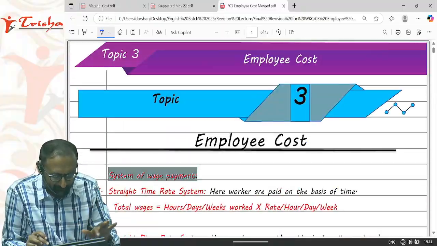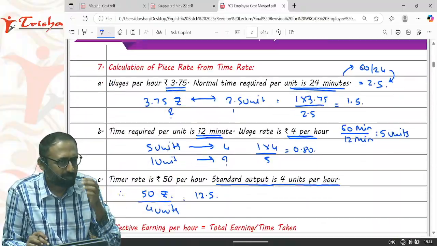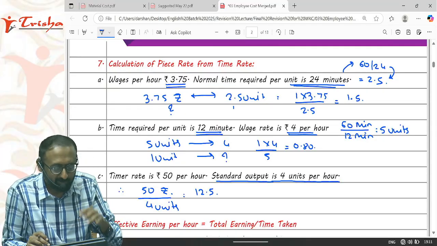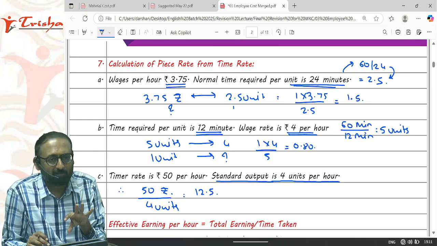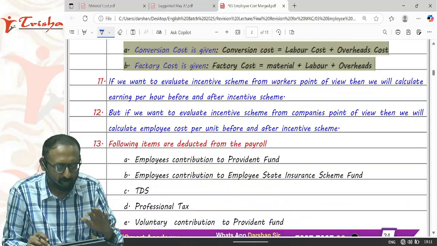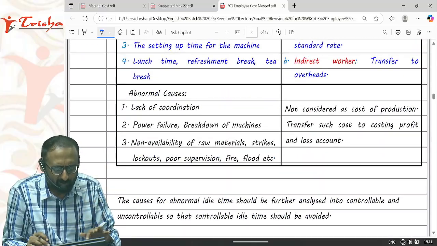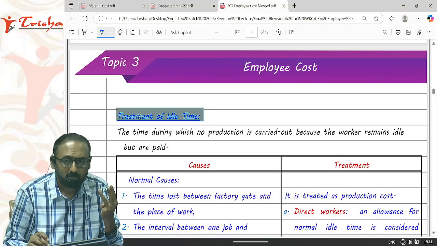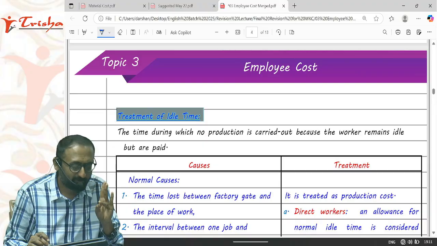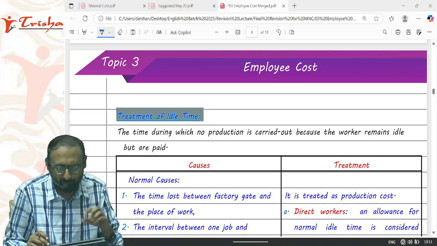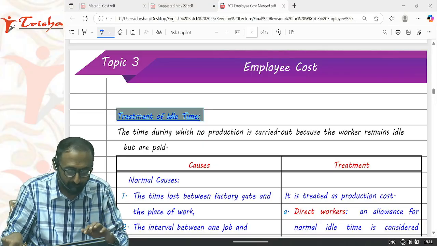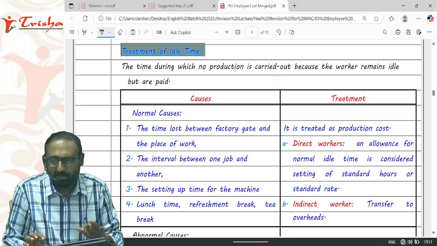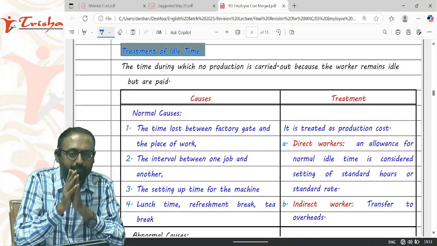Last part, guys: labor idle time and labor overtime. Most students face difficulty in the treatment of labor idle time and labor overtime. First we'll discuss the theory, and immediately we'll solve the three important questions, the toughest questions, and then the topic will be over. Now first, we will discuss idle time and its treatment.